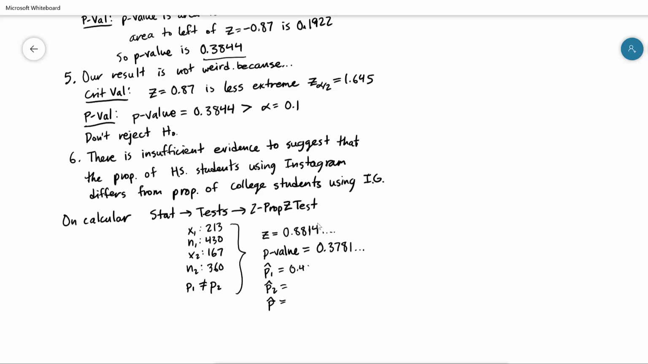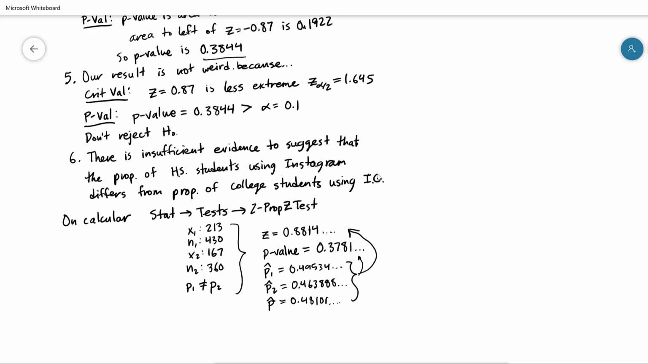This is the 0.495-ish number, but it gives it more accurate, so 3, 4... P2 is 0.4, so 0.4638888 repeating, it looks like. And the last one, 0.48101... So it used these versions in computing these two numbers. It used all the decimals, and that's why these numbers are slightly different than our numbers that we got up here because we rounded.